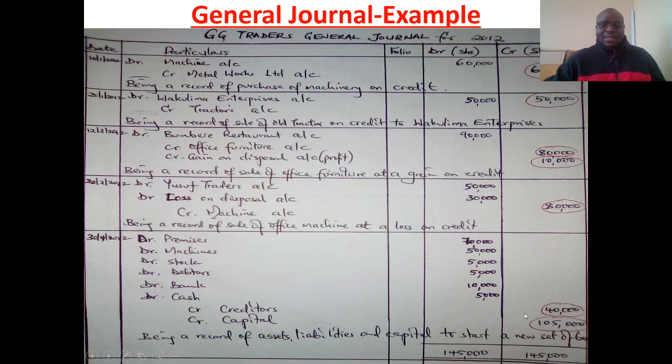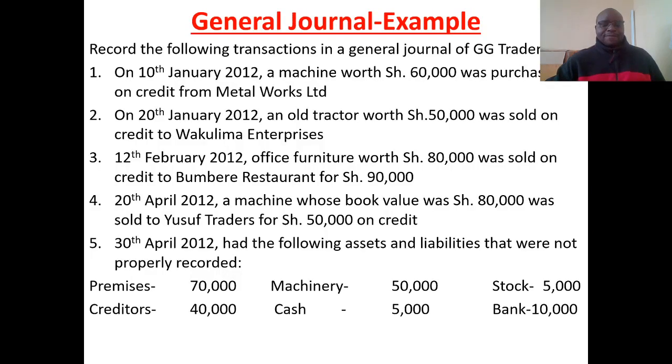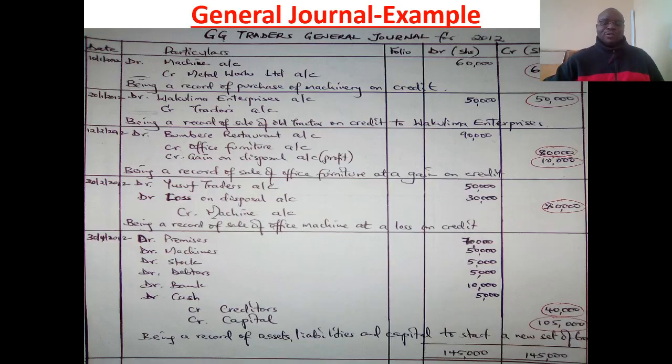And then, since you have to have a balancing figure because we are looking at closing balances that were not properly recorded, we have to establish the whole account. That is the whole worth of a business: assets, liabilities, capital. We have the assets here, and then you have the liabilities here. So capital will be the balancing figure, which is 105, because the totals are 145,000.